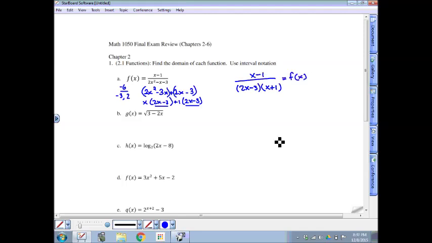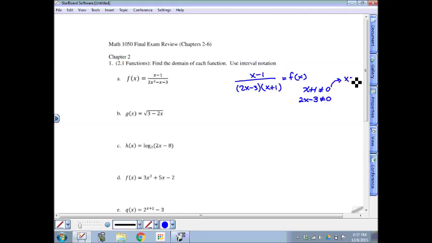So this is the function, and the denominator has now been factored. We don't want the denominator to equal 0, so we need to figure out what values turn each factor into 0. So x plus 1 cannot equal 0, and 2x minus 3 cannot equal 0.